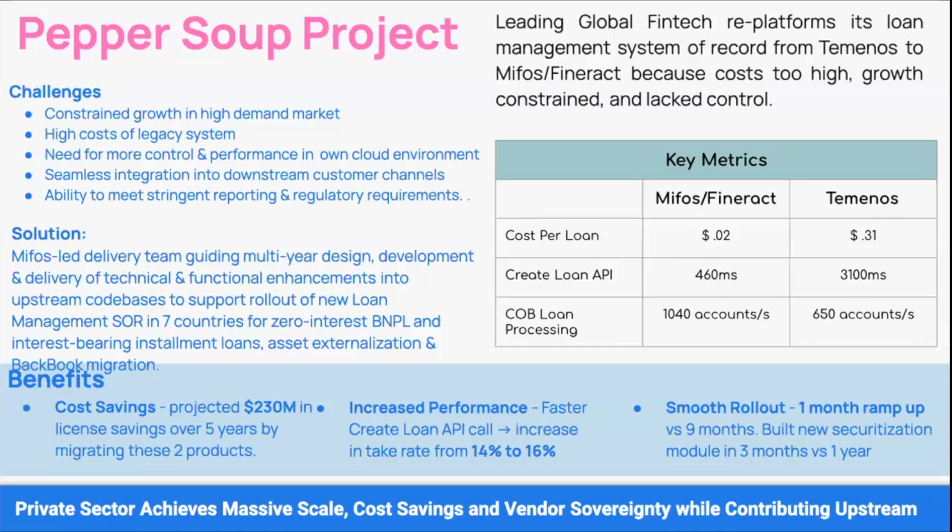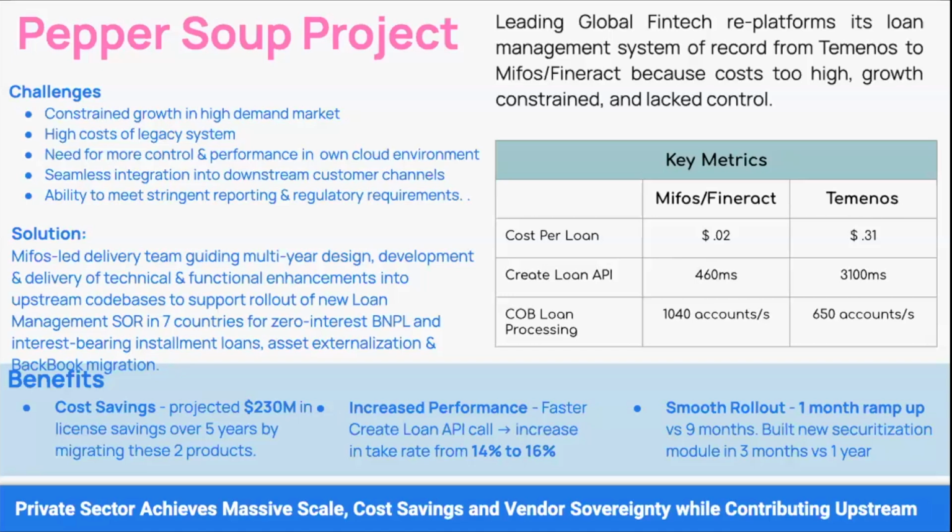On this slide, I just want to call out some of the key metrics we were able to achieve. This project, we estimated that the customer is going to save more than $230 million in license fees just by migrating the two BNPL products over the course of the following 5 years. Our APIs were able to perform significantly better than the Temenos APIs, fivefold here, such to the level that we were able to increase the take rate, so when a customer decided to actually make a loan for their purchase, from 14% to 16%. And you can also see the dramatic increases in the close of business loan processing times.